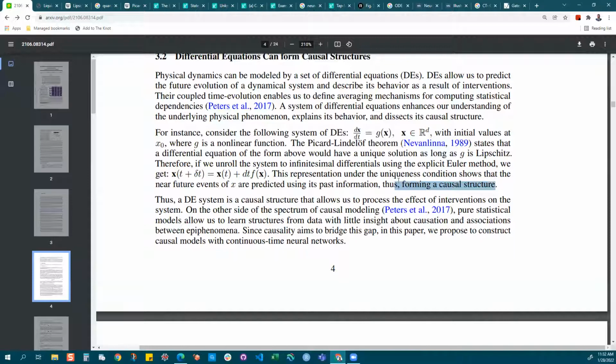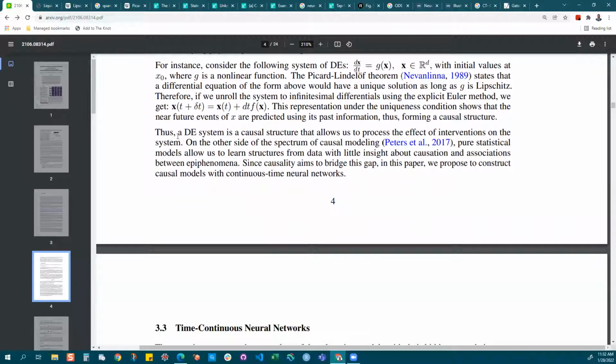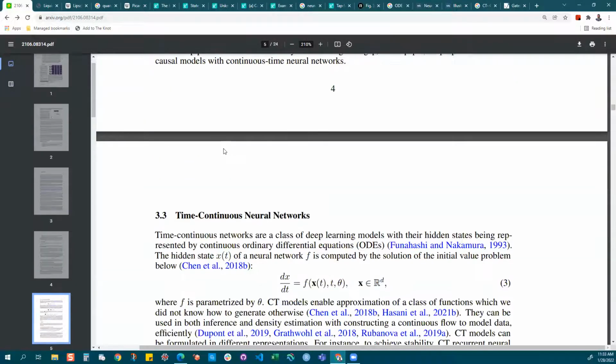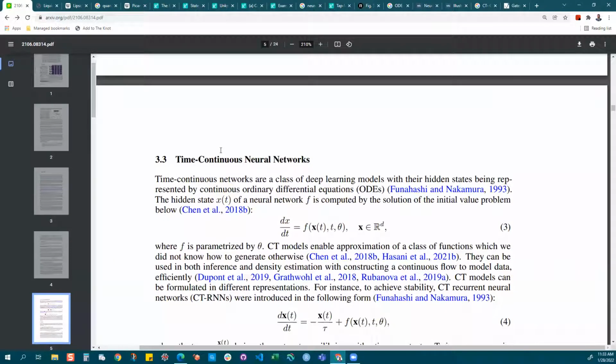And they talk about this a little bit more, but this is the idea and this is the concept, which is very helpful, combining differential equations with Lipschitz function and expanding it using the Euler method. Then they talk about structural causal models, how they process the effects in a system that we have interventions, which they talk about more in the rest of the paper.